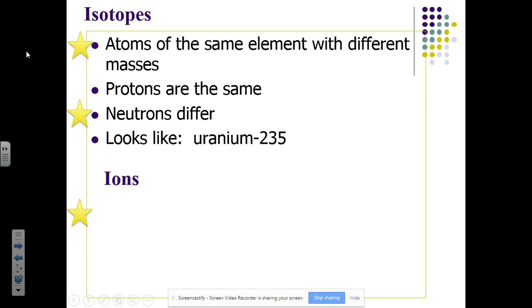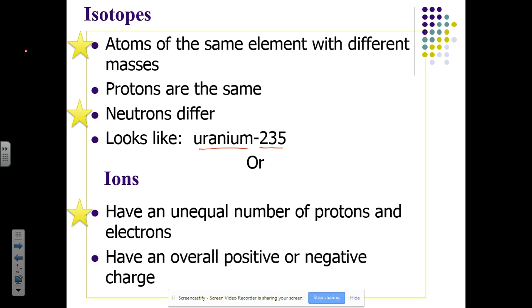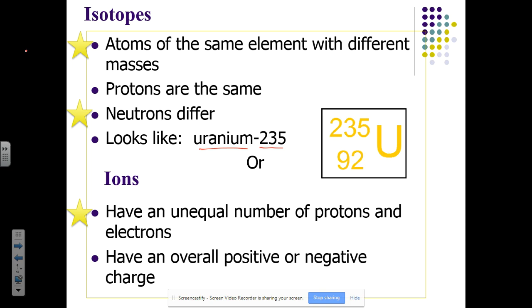All right, so one way that we write isotopes is by writing the name dash the mass number. Or we can write it as a nuclear symbol where we write the mass on the top and the atomic number on the bottom. And if there were a charge, we would have the charge up here. And this, of course, is the atomic symbol.